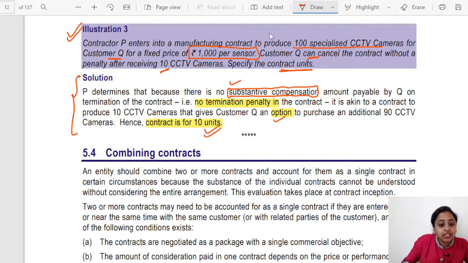Since under this contract, there is only a minimum criterion of 10 CCTVs put in, and there is no compulsion that they will have to buy the other remaining 90 CCTVs, and other than that, there is no compensation laid down that if you cancel the contract, you will have to pay such and such penalty or the full amount. Therefore, it is written that because there is no substantive compensation, no such clause, we will not be recording at the inception itself. We will only be recording for the 10 units. The contract is only for the 10 initial units.